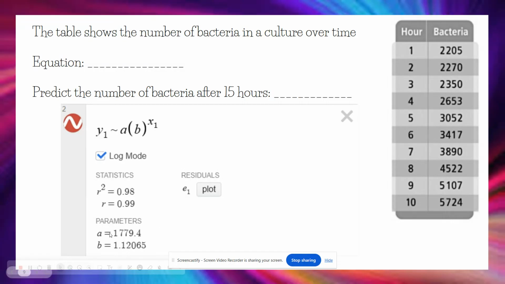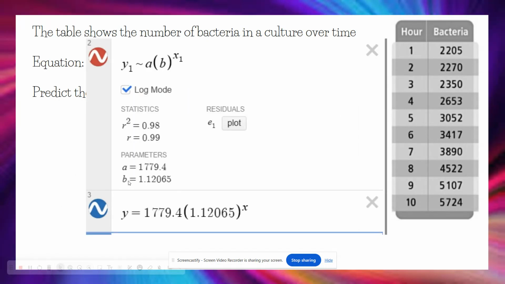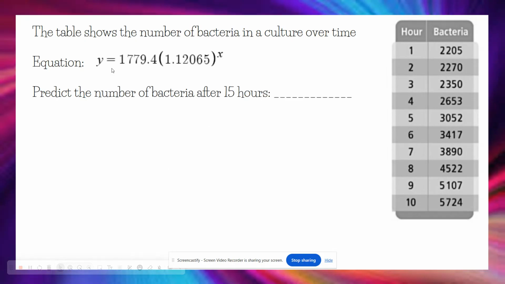So once we do that, they will give us our parameters, and as you can see, you have your a and your b values. You also can see the correlation coefficients. All right, so once we have our a and b values, we can go ahead and convert a into the value given here and our b into the value given here. And again, we raise this to the power of x when we're writing our equation. So we have our equation, y equals 1,779.4, and then our b value in parentheses, 1.112065, and the parentheses to the power of x.